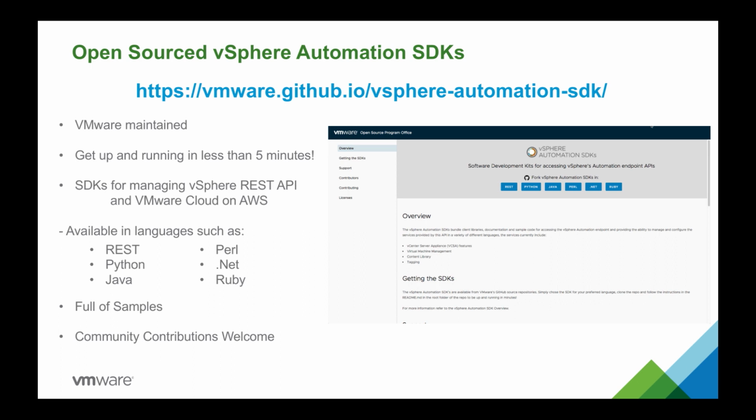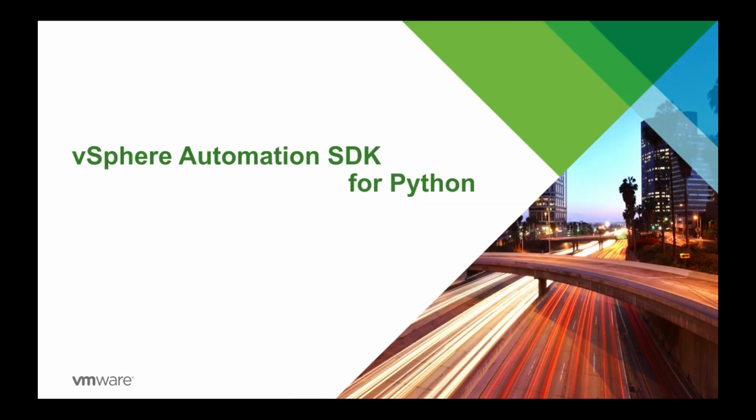The SDKs are available in languages such as Java, Python, Perl, .NET, and Ruby. All of these SDKs are openly available on GitHub, and we very much welcome any community contributions such as pull requests or logged issues. So let's take a look at getting started with the vSphere Automation SDK for Python.